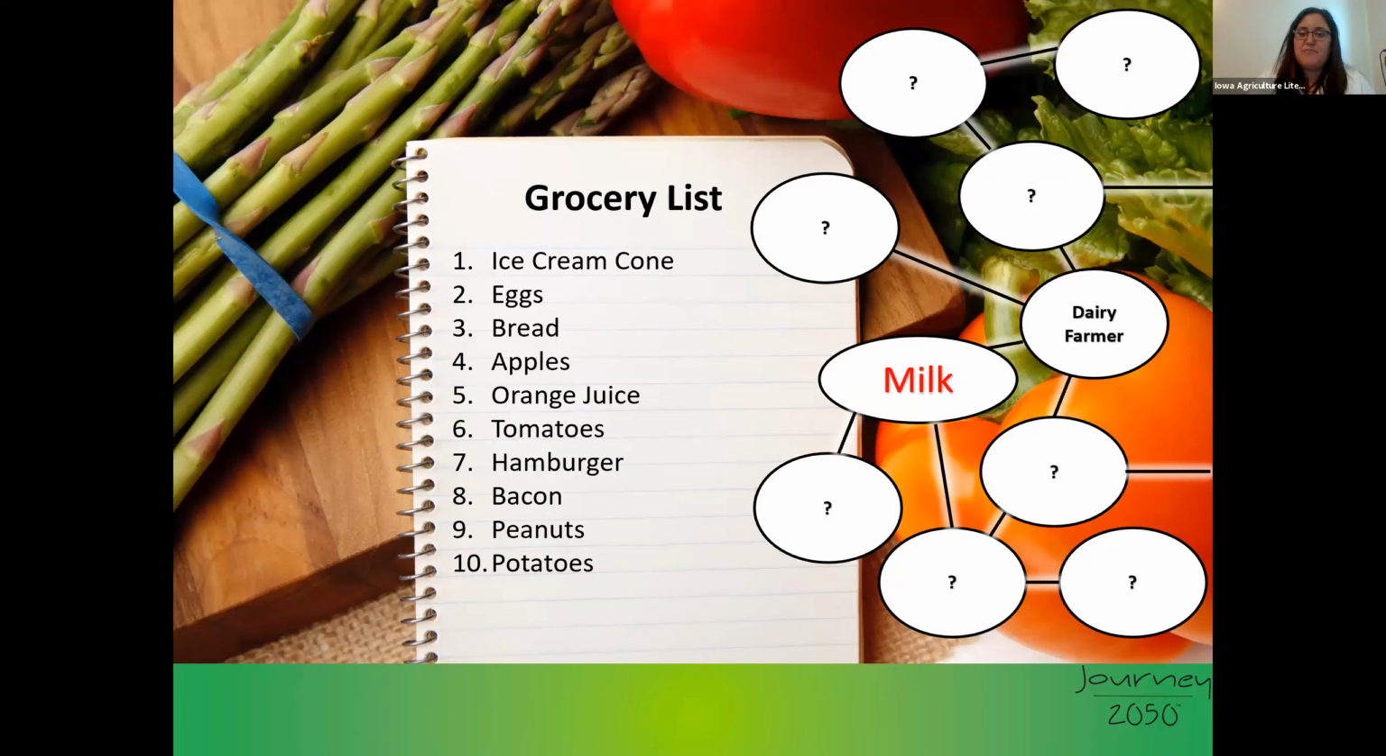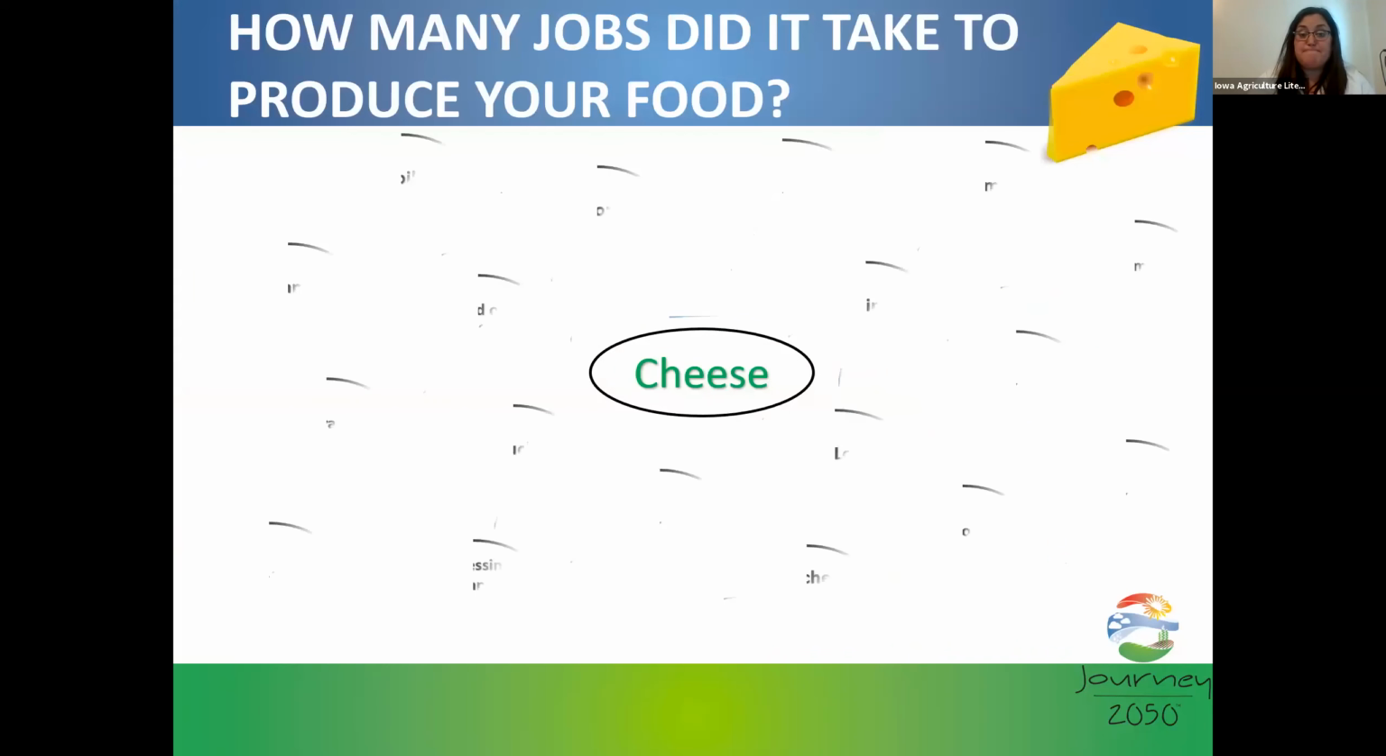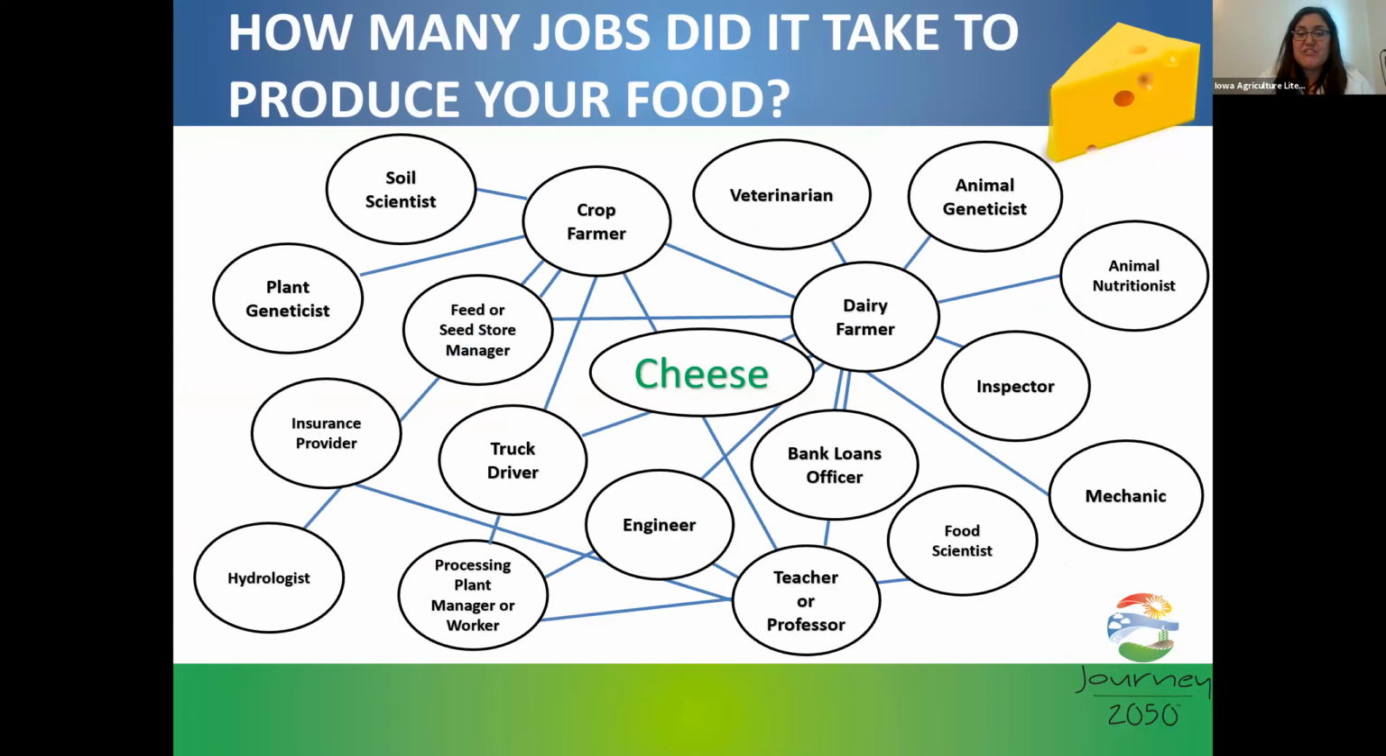They need to brainstorm and create a web representing all of the different jobs that are needed in order to produce milk or produce cheese. So in cheese, of course, you need the dairy farmer, but the dairy farmer needs a veterinarian, an animal geneticist, an inspector, a bank loan officer, and then the truck driver that transports the milk or the cheese to the manufacturing facility. The truck driver is going to transport it to the processing plant, and there are processing plant workers, engineers, and you'll see how this just creates a web of all different types of careers that are all needed for agriculture.